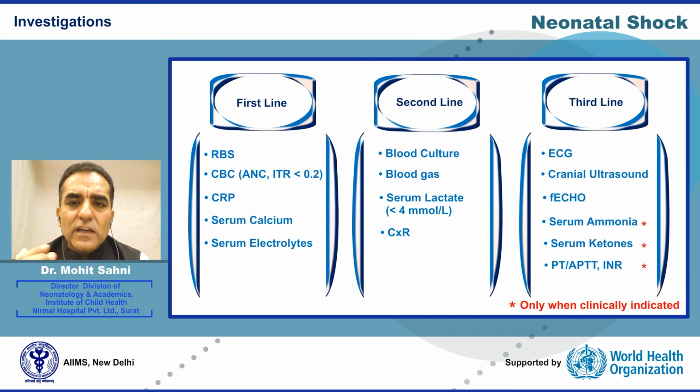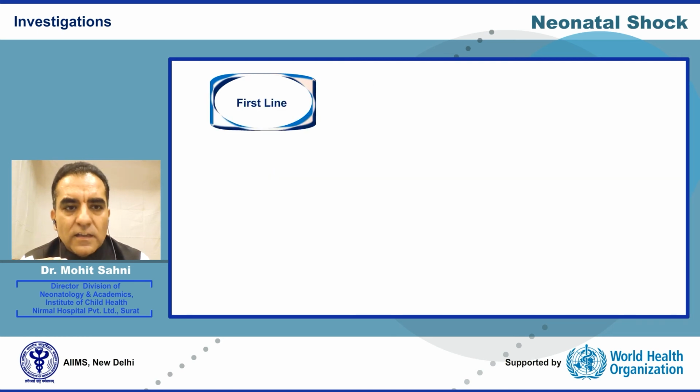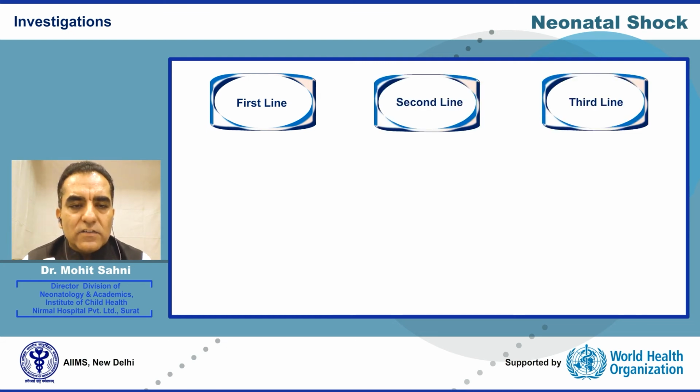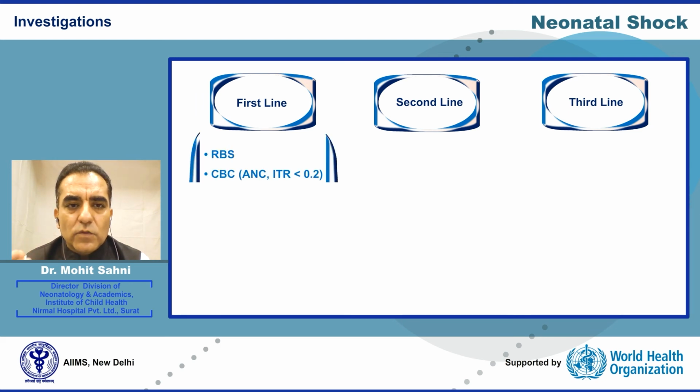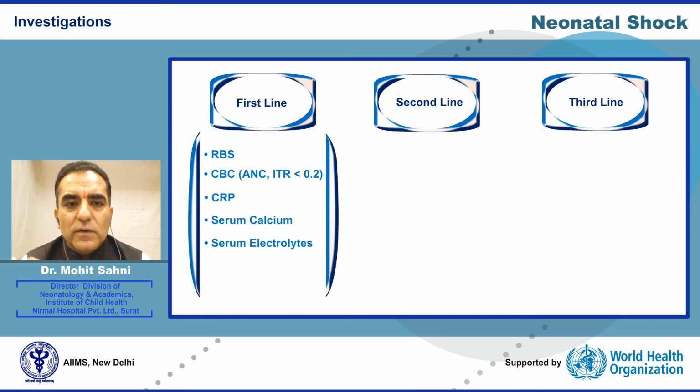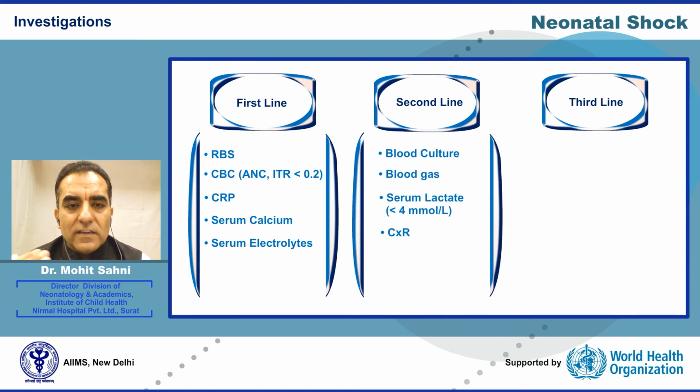The investigations which can be done quickly and are very important to rule out the common causes should be done first. That's why we divide them into first line, second line, and third line investigations. Initially, when the baby comes to you in this condition, quickly check the sugars, rule out sepsis by doing CBC and CRP, and do serum calcium and electrolytes immediately. Then we have to act if any of these are abnormal. Second line: if it's sepsis, we need to know the bugs, so we start the antibiotics and take cultures, take blood gases, do the serum lactate, and get an X-ray chest.